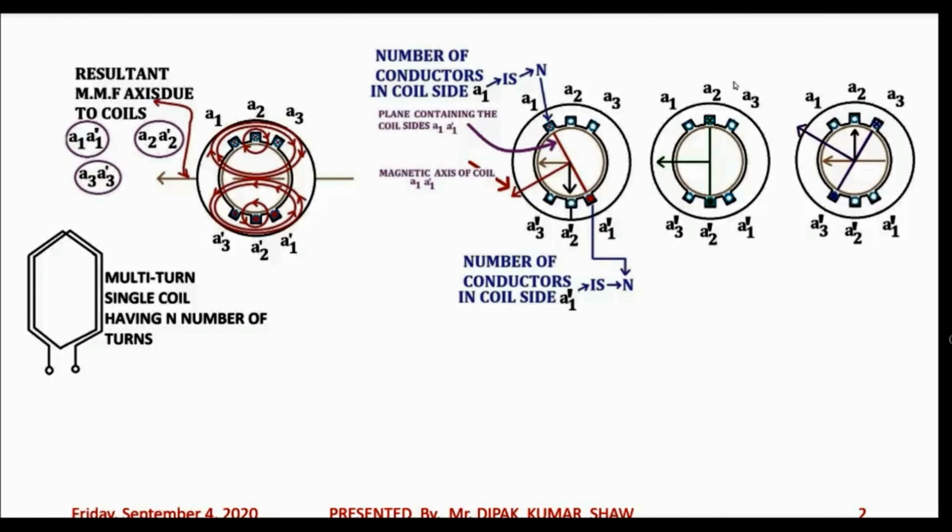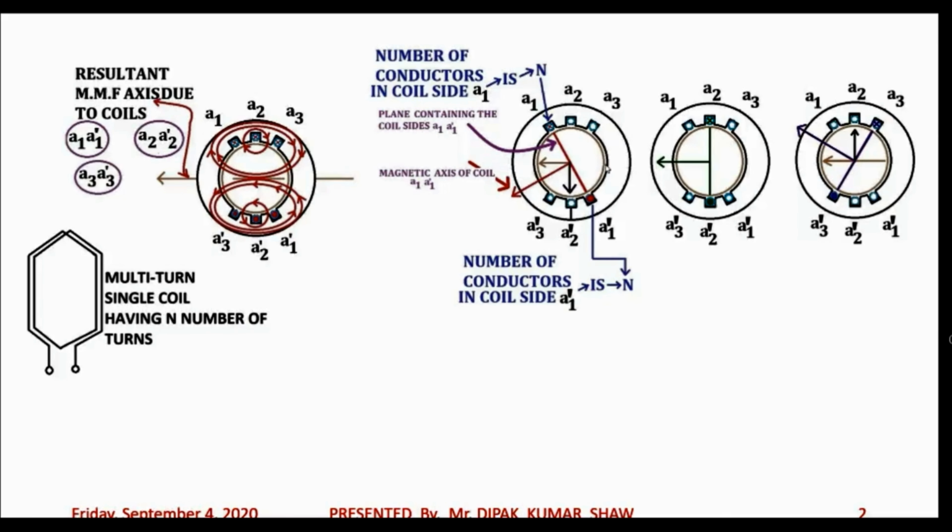You will find that the vertical component of the MMF for coil A1, A1 dash, and the vertical component of MMF for coil A3, A3 dash, will cancel each other, because the vertical component of MMF for coil A1, A1 dash is vertically downwards, whereas the vertical component of MMF for coil A3, A3 dash is vertically upwards. So these two components will cancel each other. So ultimately we are having the horizontal component.